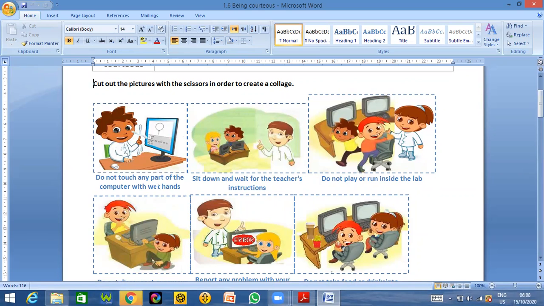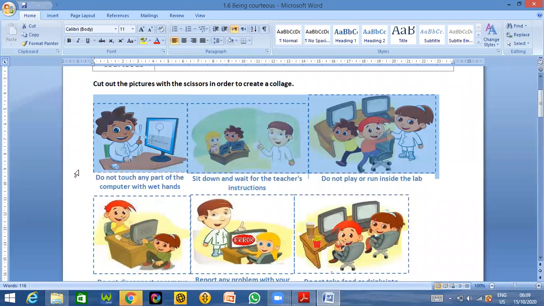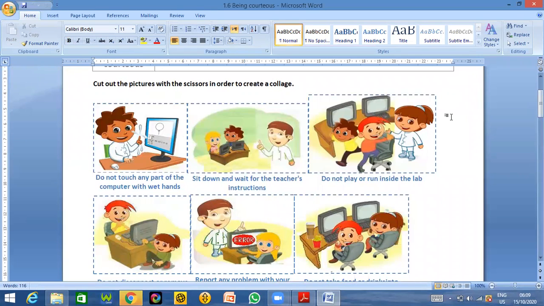You sit quietly and wait for your teacher to tell you what to do. No need to run, shout, and break things. This is not good. Okay, number three, do not play or run inside the lab. While you are in the computer lab, you should not run inside it. You should just sit quietly in the place the teacher asks you to.